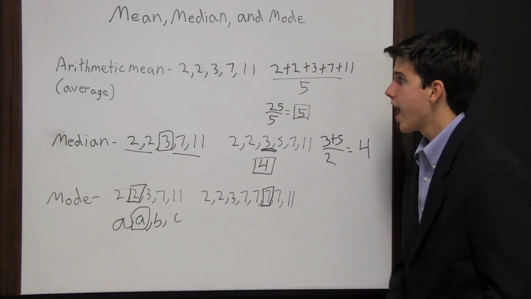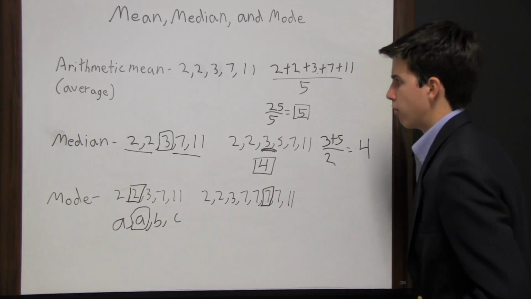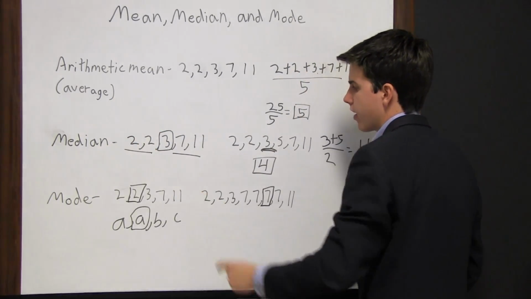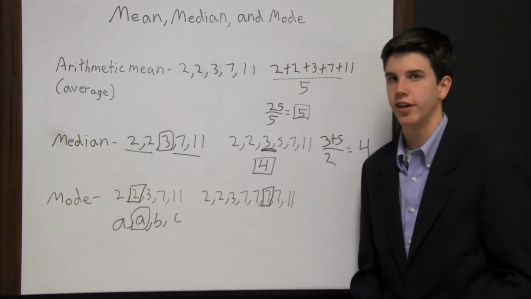So that's a quick look at mean, median, and mode. Remember that arithmetic mean is basically an average, median is the middle number, and mode is the most frequently occurring number.